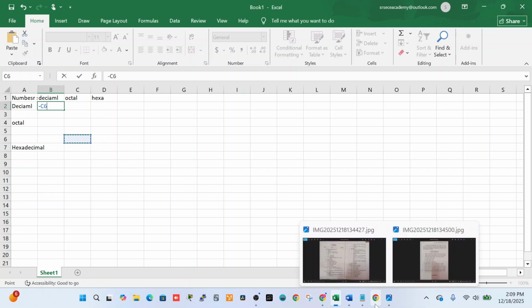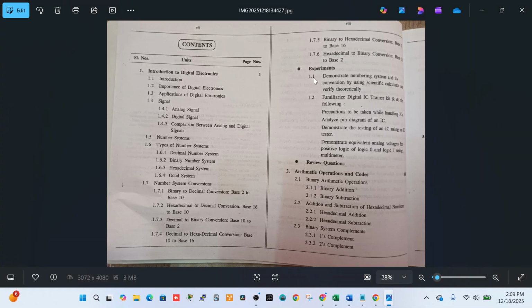Okay, next. This covers your unit 1. Experiments they will teach you in the laboratory section. Demonstrate numbering system and its conversion by using a scientific calculator. They will show you, and you can use your scientific calculator. And familiarize the digital IC trainer kit and do the following. This will be covered in your laboratory.